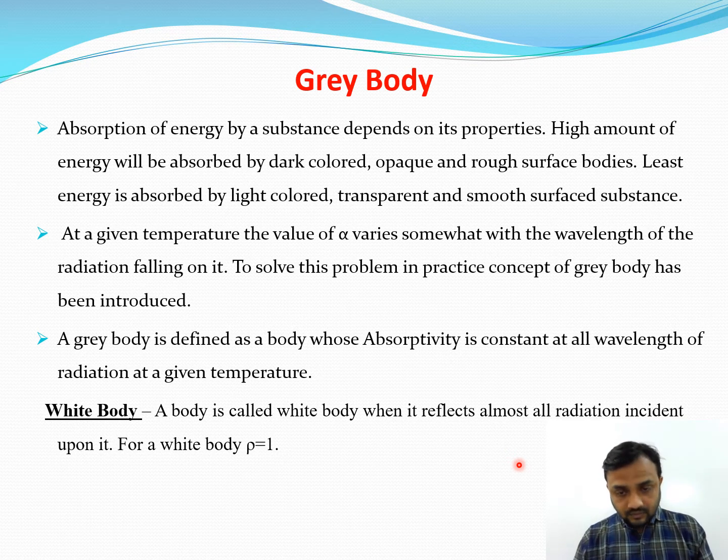Okay. And the last one is your white body. What is a white body? A body is called a white body when it reflects all radiation incident upon it. Okay, for a white body, rho is equal to 1. A black body absorbs all the radiation incident on it, whereas a white body reflects almost all the radiation incident on it. Okay.